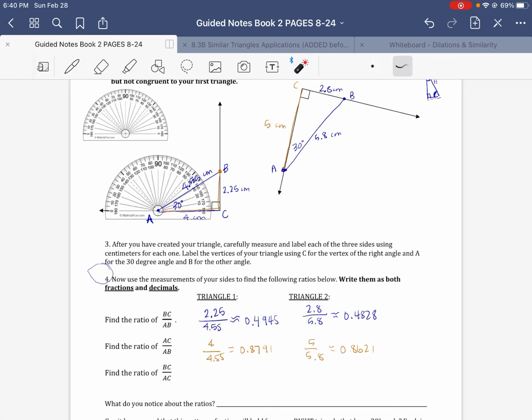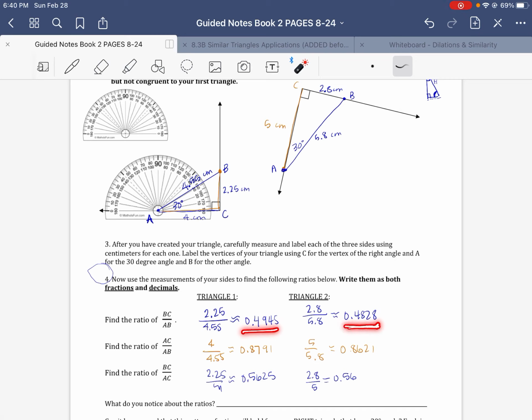And then your last ones, again, these use both of the legs. You'll notice this bottom one, if I look at B to C here, it doesn't use the hypotenuse, it's over the other leg. So you're looking at 2.25 over 4. Oh, that's a 4, which is approximately 0.5625. And in the second triangle, you have 2.8 over 5, 0.56.